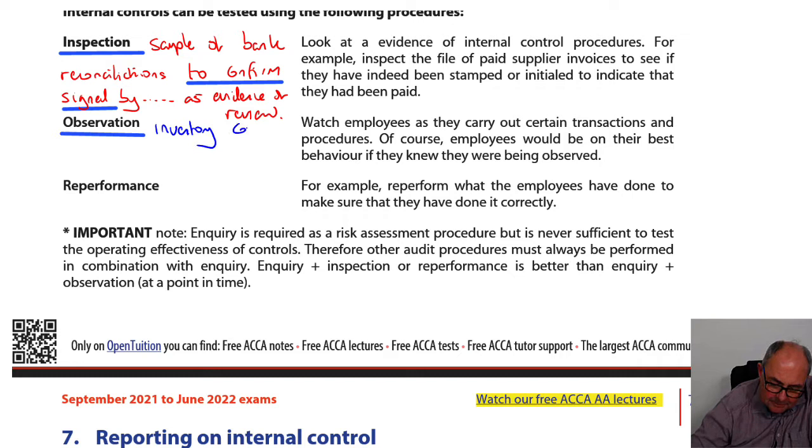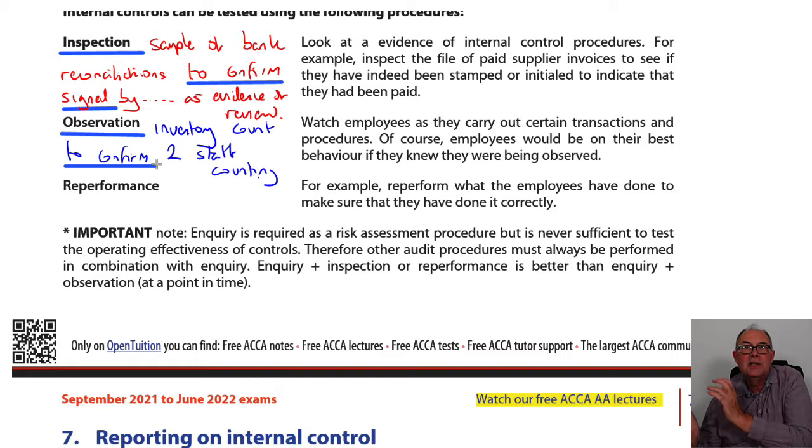to confirm there are two staff counting the stock. I'll just put counting. Notice again the words in the middle of the sentence, to confirm. After the confirm, here's the control. The control is that there are two staff there doing the count. So observe to make sure the procedure is being carried out. Clearly, there is a little bit of an issue there because staff know when they're being observed. So, well, that's just something you have to live with.